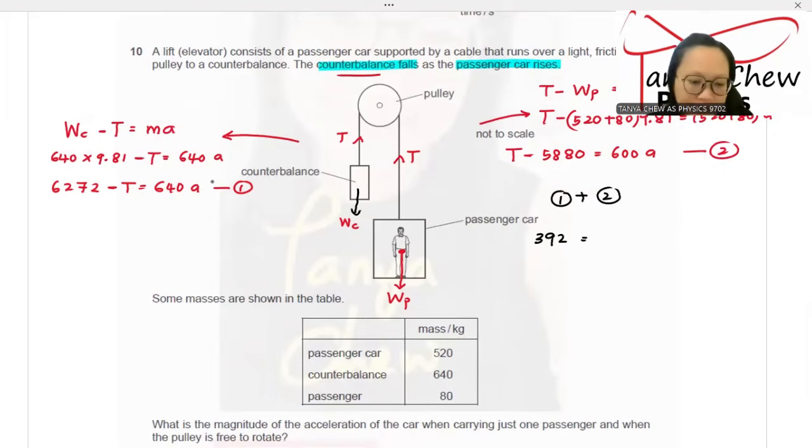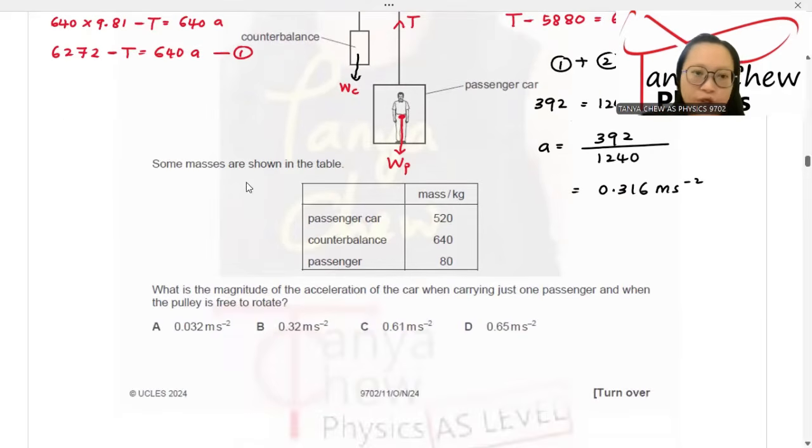640A plus 600A, you get 1240A. Make A as the subject. A is equal to 392 divided by 1,240. You end up getting 0.316 meter per second square. The answer is B. Round it off to two significant figures.